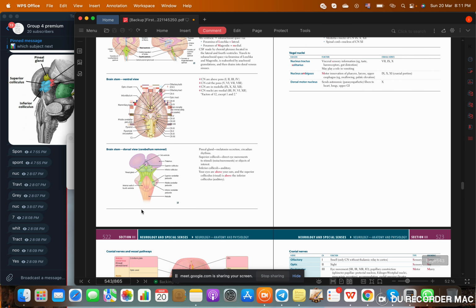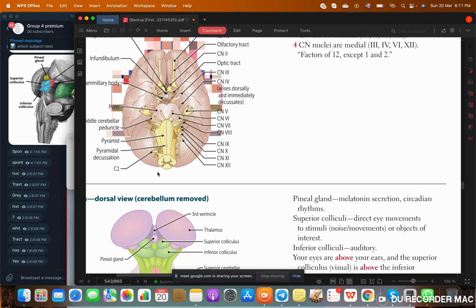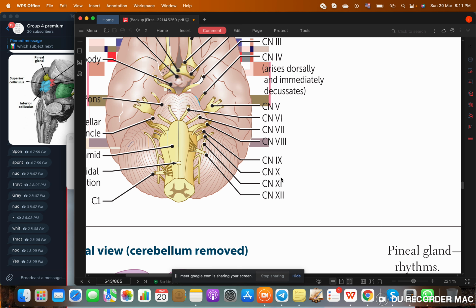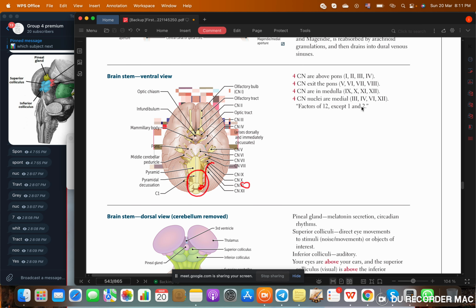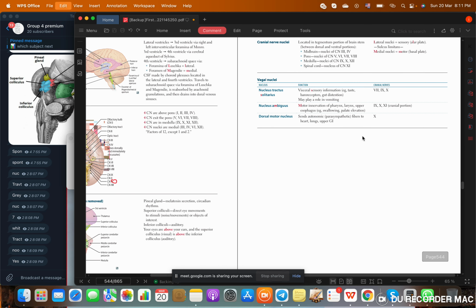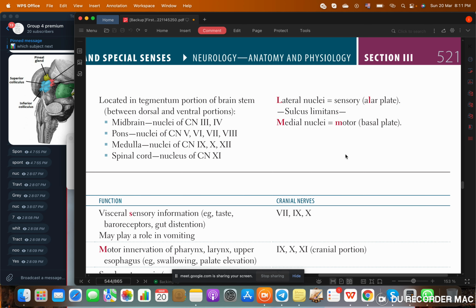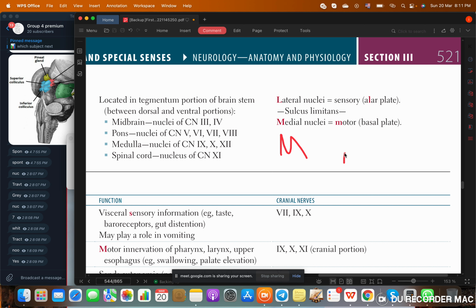But the trick about number 11 is like this, as you can see, this is cranial nerve number 11. The nucleus is located in the spinal cord, I agree, but it re-enters through your foramen magnum, right? It attaches to the medulla, and it re-exits from your brain, okay? So that's why we say that cranial nerve number 11 is actually coming from the medulla. Its nucleus is coming from the spinal cord, but the nerve itself is coming from the medulla. Okay, lateral nuclei are most likely to be sensory, while the medial ones are most likely to be motor.